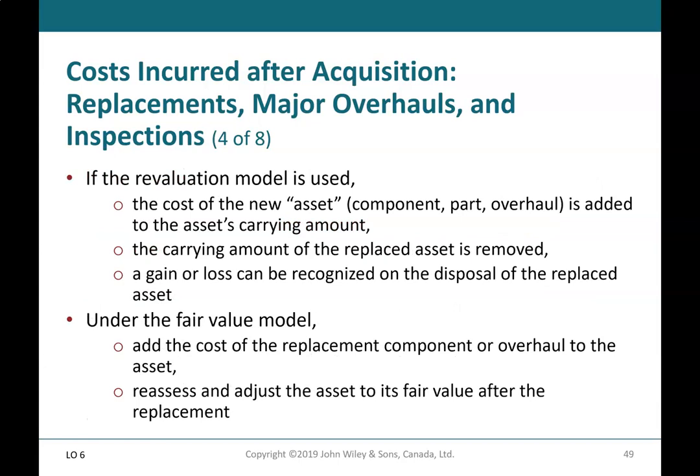Costs incurred after acquisition, replacements, major overhauls, and inspections, 4 of 8. If the revaluation model is used, the cost of the new asset, component, part, or overhaul is added to the asset's carrying amount. The carrying amount of the replaced asset is removed. A gain or loss can be recognized on the disposal of the replaced asset. Under the fair value model, add the cost of the replacement component or overhaul to the asset. Reassess and adjust the asset to its fair value after the replacement.